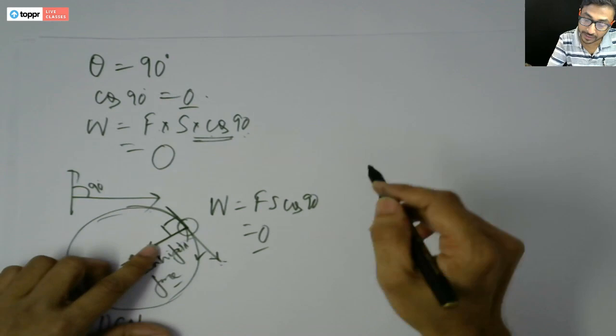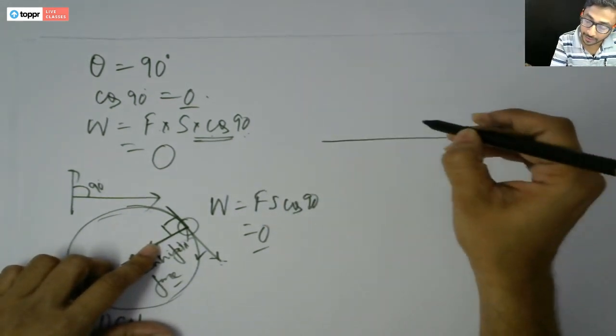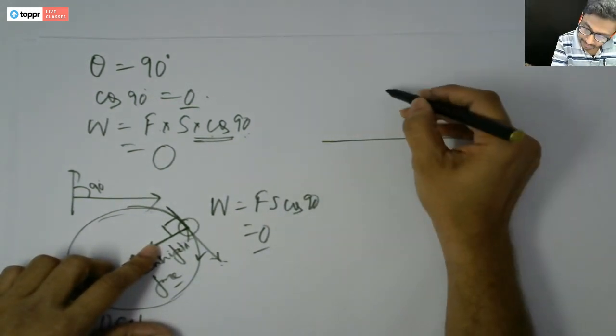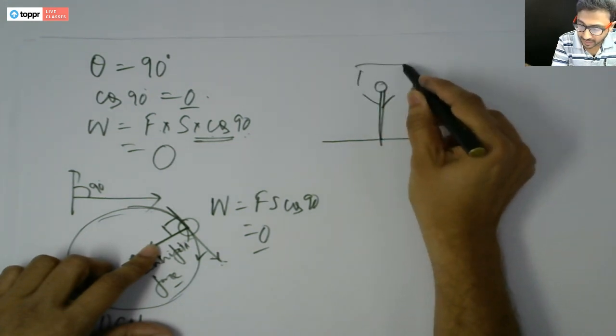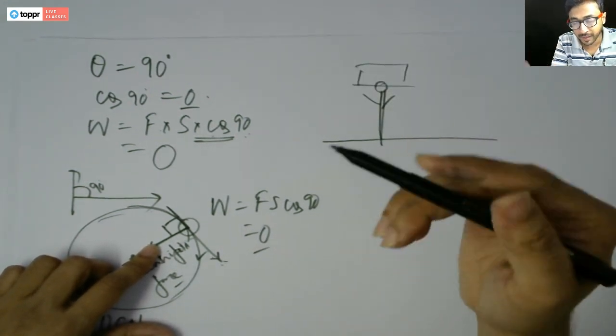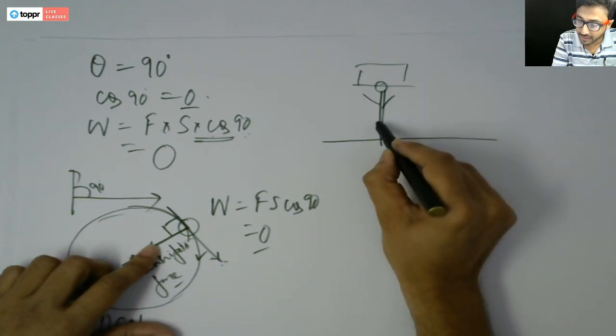There is another very good example of this. Like if I say a coolie is carrying some load on his head and he's walking.